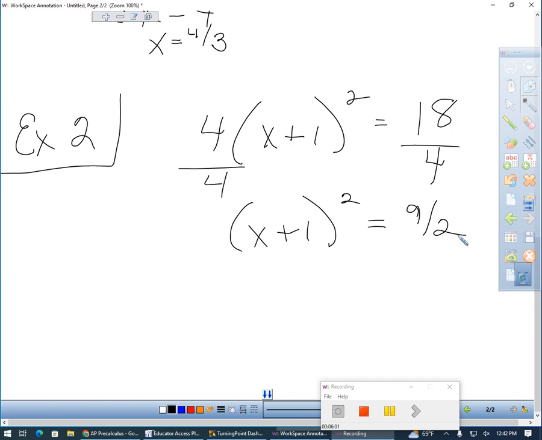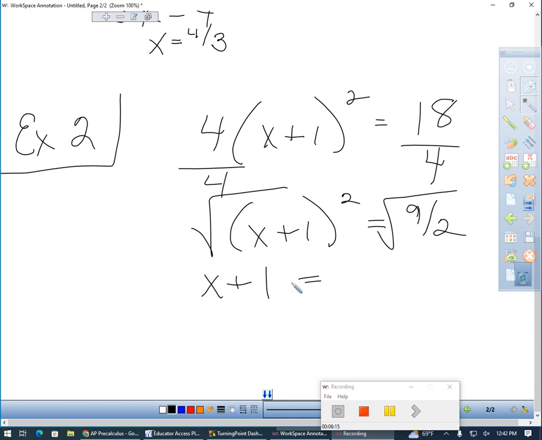All right, now, to get rid of the squared, what do I have to do to both sides? Square root both sides. On this side, I have x plus 1. On this side, correct. What else do I have in front of that, Orion?